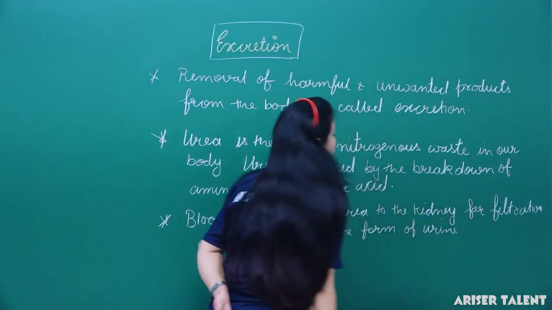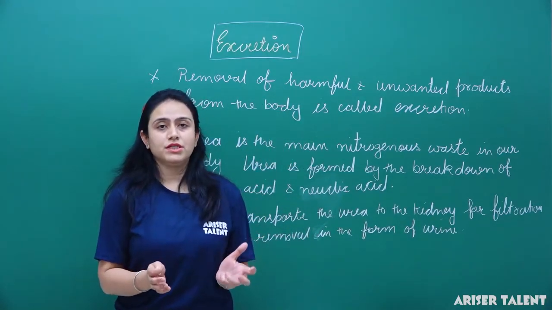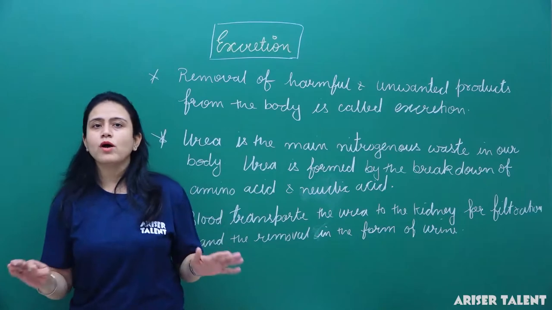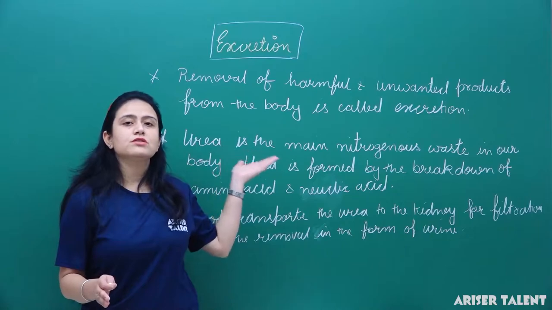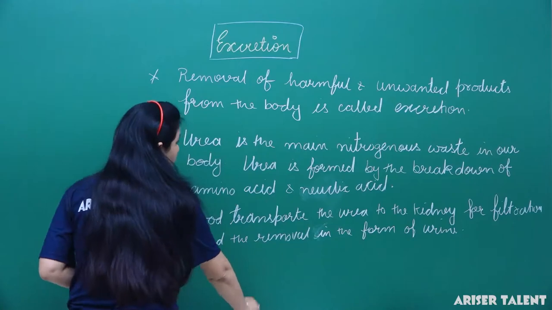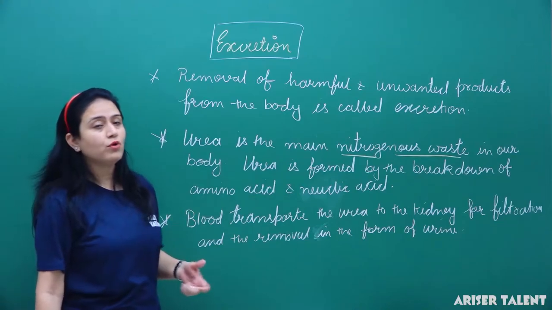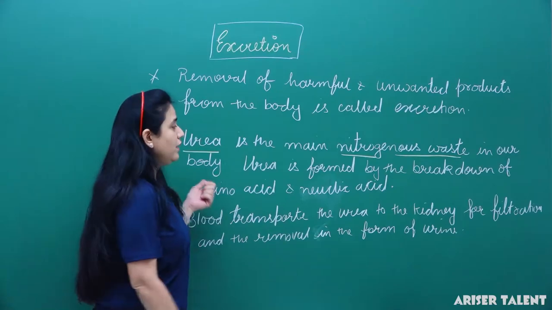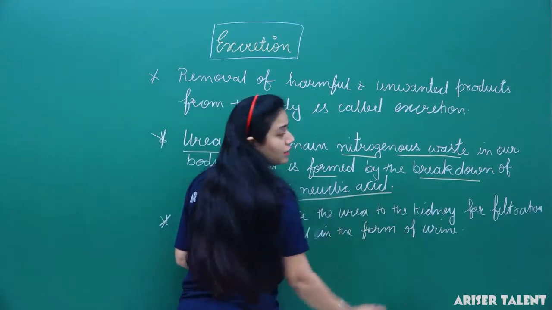Okay, so this complete process is known as excretion. So what is excretion? The unwanted or harmful substances which are not required by the body are excreted by the process of excretion. Generally this process of excretion is associated with nitrogenous waste. In our human body, urea is the main nitrogenous waste, and urea is formed by the breakdown of what? By the breakdown of amino acid and nucleic acid.